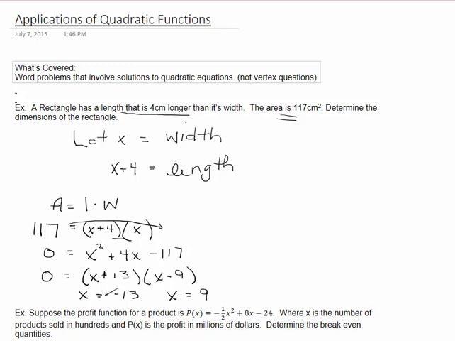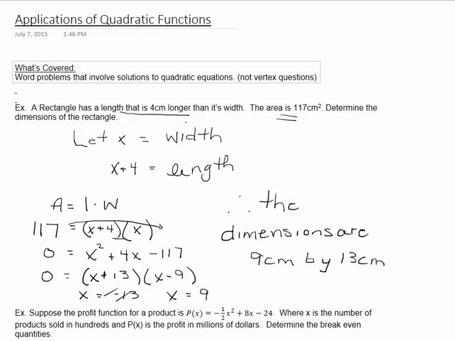So I know I can't have a negative width. So that x value does not help me at all. Now that I have my answer of x equals 9, I always go back, reread the question, and see what was being asked so that we do our therefore statement properly and we don't answer the wrong question. So we want determine the dimensions of the rectangle. Good, so the dimensions are, what units? Centimeters. The dimensions are 9 centimeters by 13 centimeters. And there you have it.